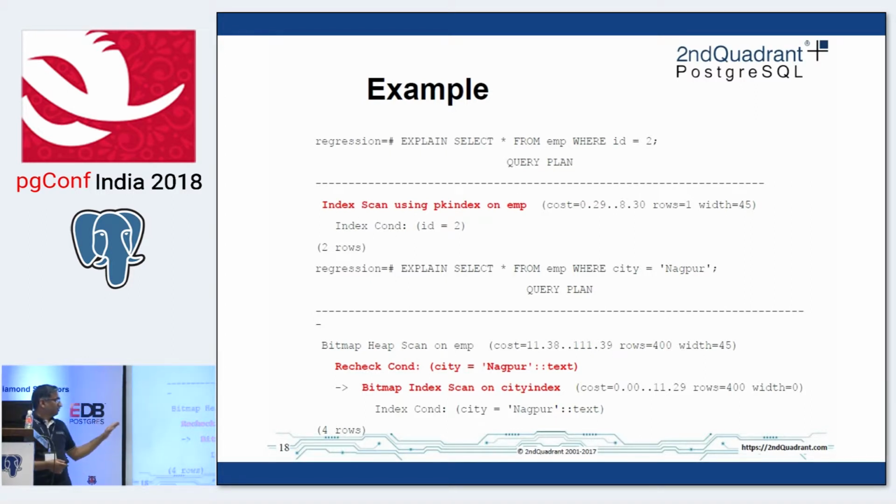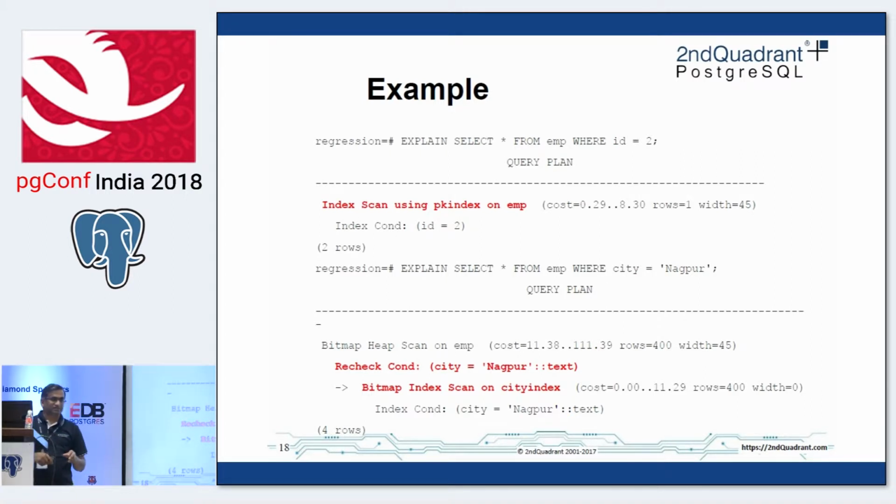Now if you look at the way the table is structured, the city column is not a unique column in the table. So there are many duplicates for that particular column value. There are only 25 cities that we have inserted in the table. So every city has 400 duplicate values.